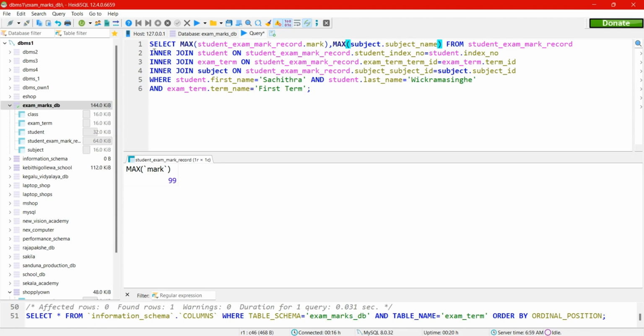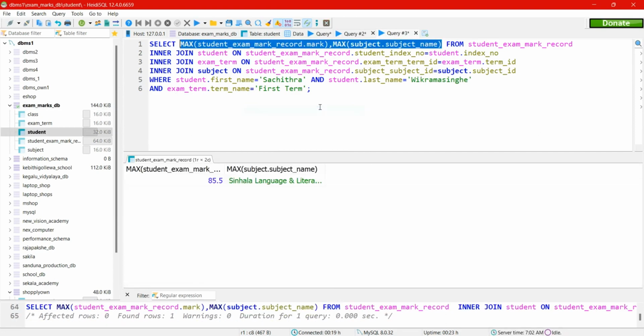After that we have joined the subject, student, exam subject, student and exam term tables using inner join statements. After that we have given three conditions. As they have given in the question, the student name should be Sachitra Vikramasinghe. So we have given the first name as Sachitra and the last name as Vikramasinghe. And the term name should be first term. So this is the query for the second one.